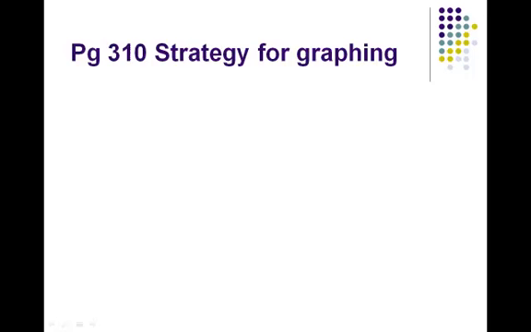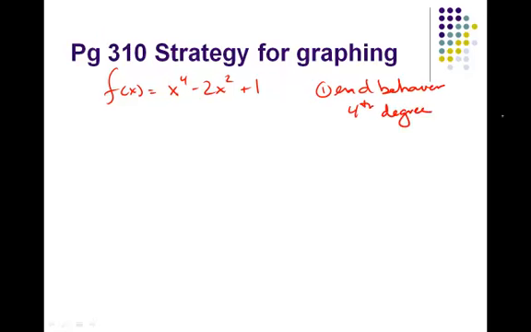So let's take a look at a function, and this is shown in your book as well. X to the 4th minus 2x squared plus 1. First thing we want to do is end behavior, and this is a 4th degree. That means either both ends up or both ends down. Since a is greater than 0, the end behavior is going to be both ends up. Let's see if we can find any x-intercepts.